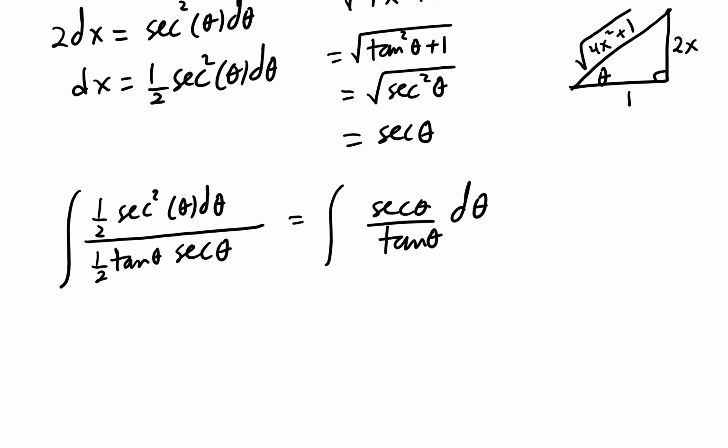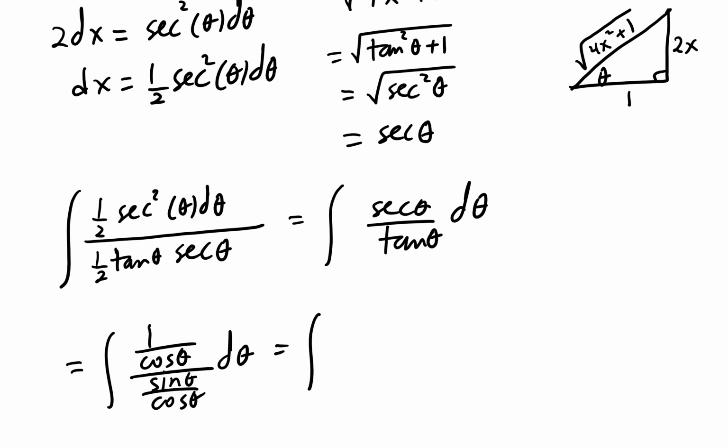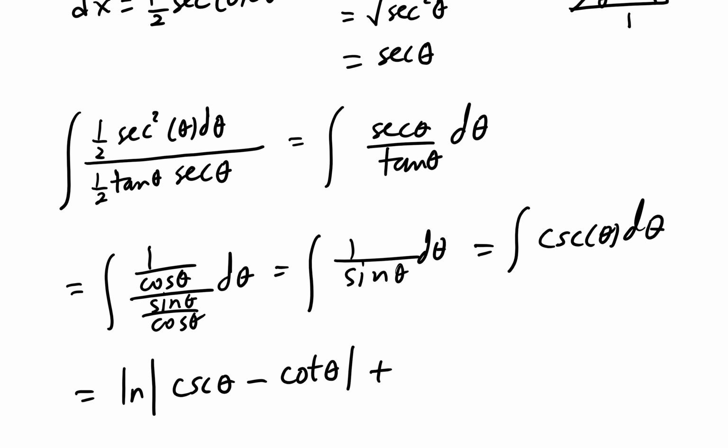Maybe I want to convert it into sine and cosine. So 1 over cosine theta over sine over cosine. So the cosines cancel. That will be 1 over sine theta d theta, which is cosecant theta. Now, before we proved and gave you a formula for secant theta. You can do the same thing for cosecant, which is going to be natural log of the absolute value of cosecant theta minus cotangent theta plus c.